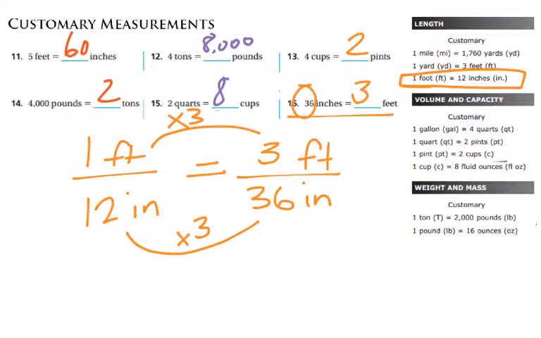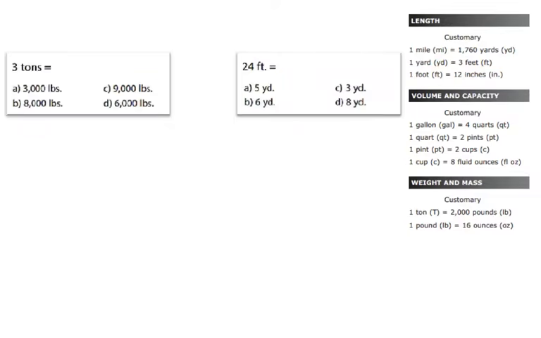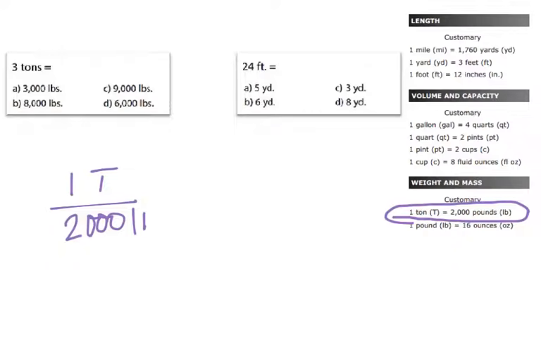And now we're ready to move on to the next part. We have 3 tons, and we're trying to see how many pounds is that going to be. So let's look for where we have a conversion between pounds and tons. Oh, under weight. 1 ton equals 2,000 pounds. So I'll write that. 1 ton is 2,000 pounds. And I need to figure out how many pounds is in 3 tons.